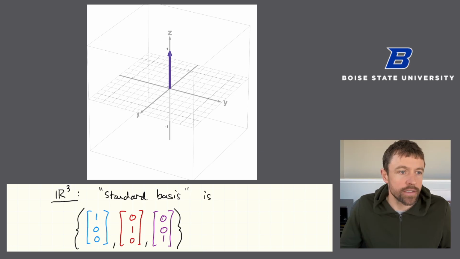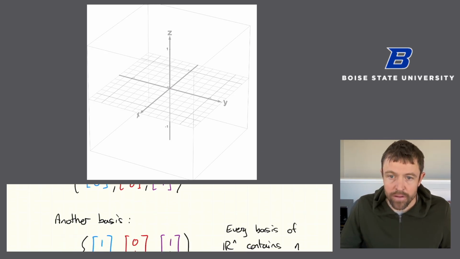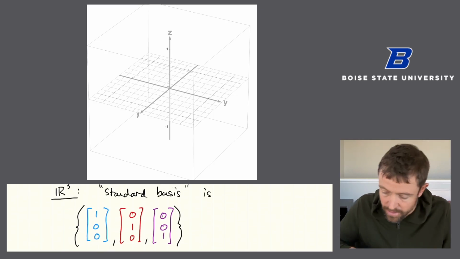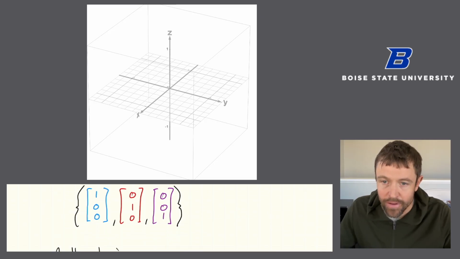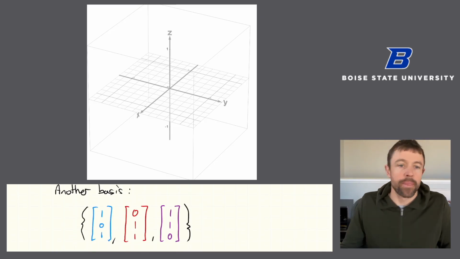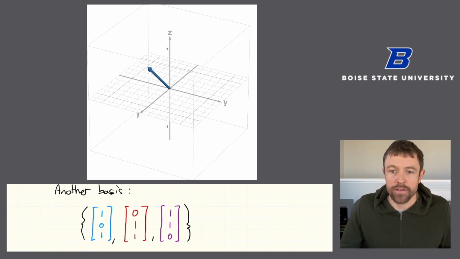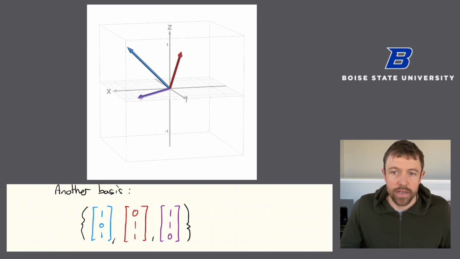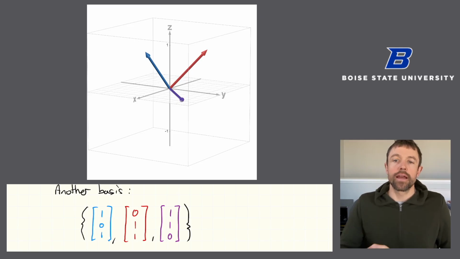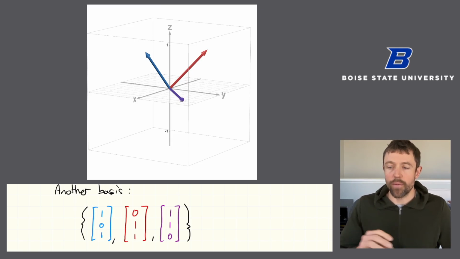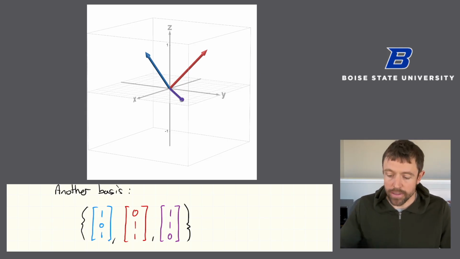So for instance, another basis is, let me erase what I didn't want to show you quite yet. Another basis is this one. So we've got the vector 1, 0, 1, the vector 0, 1, 1, and the vector 1, 1, 0. These three vectors also form a basis. You can scroll around and maybe convince yourself that these are linearly independent and that you could always find a way to add them together to get any vector you wanted.